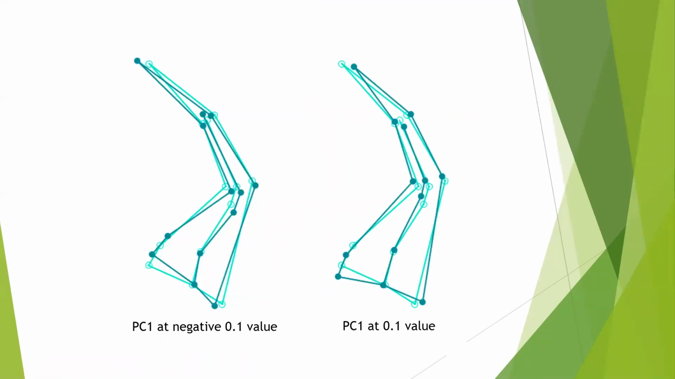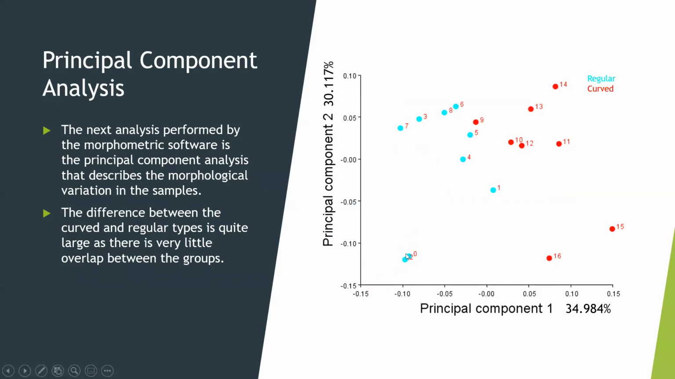These wireframes show the average Procrustes shape in the lighter color with open dots, and the target shape generated by the principal component analysis in the dark color with closed dots. You can see the sharp curve of the cusp on the left and the shallow curve on the right, so curved and regular forms. And these wireframes would be generated about here for the regular and here for the curved.